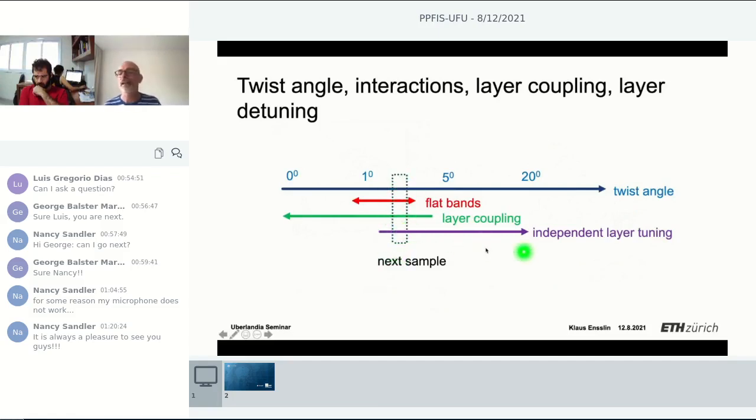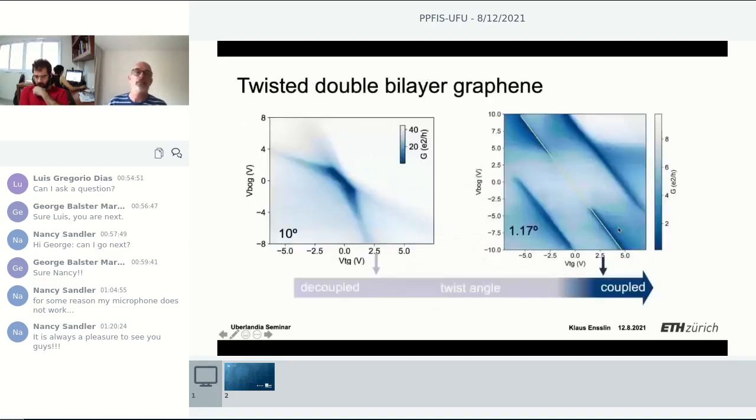So here is twisted double bilayer graphene. Oops, sorry. And here you see one version with 10 degrees, one with 1.17 degrees. For the 10 degree sample, you see again the high resistance at zero gate voltage. That's what we discussed before. If you go to smaller angles, you see that this disappears.